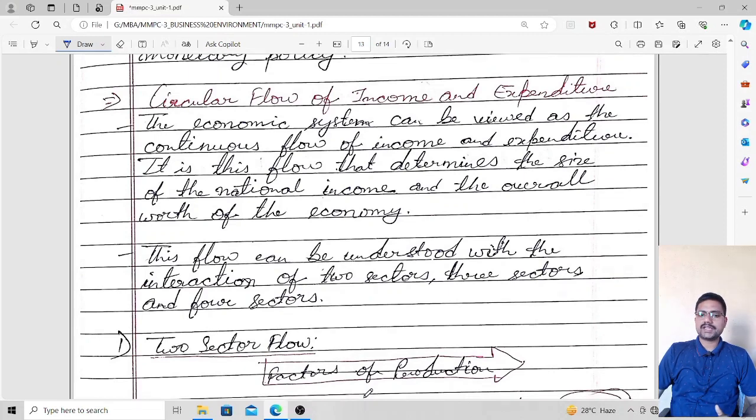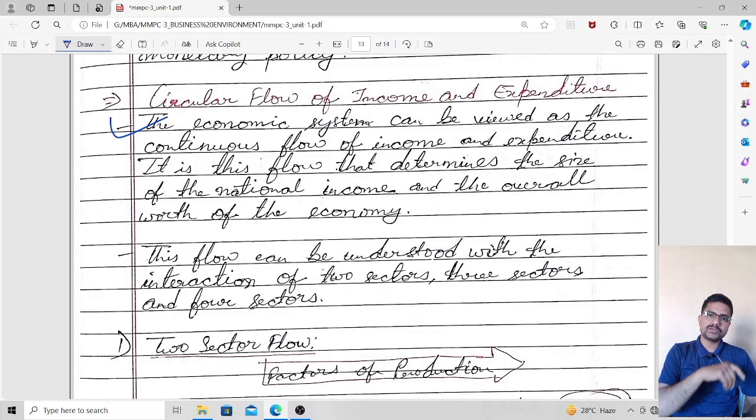Circular flow of income and expenditure. So what happens in the circular flow? Before going into the details of the circular flow of income and expenditure, let's talk about the circular flow. The economic system can be viewed as a continuous flow of income and expenditure. It is this flow that determines the size of the national income and the overall worth of the economy.